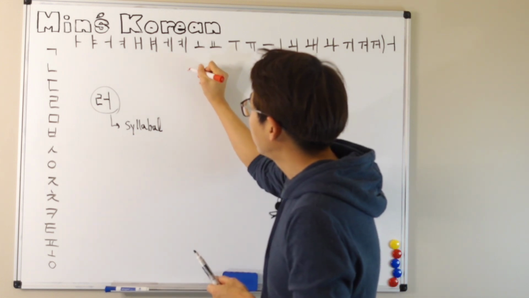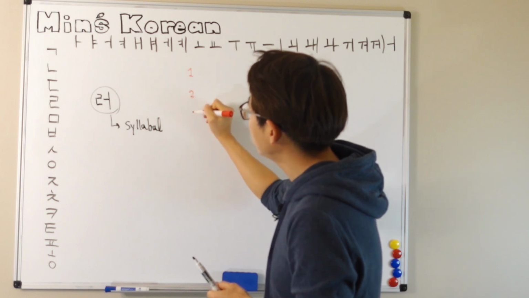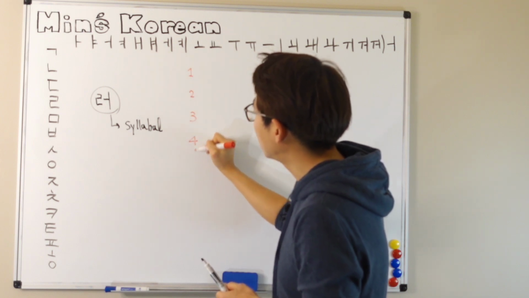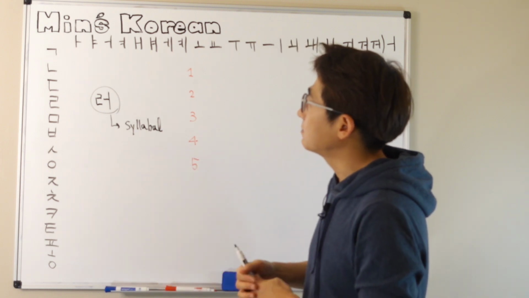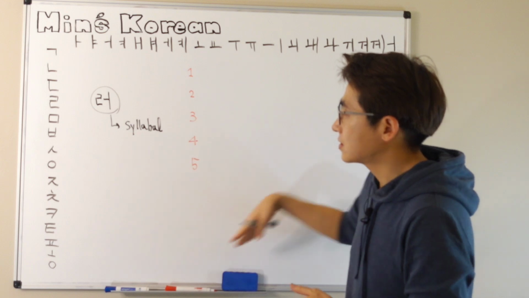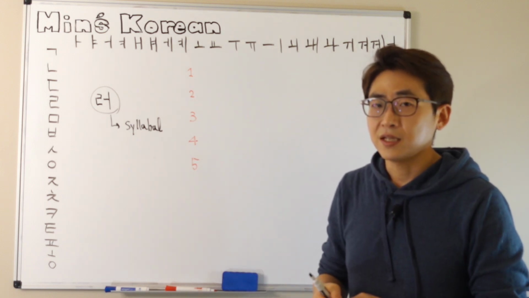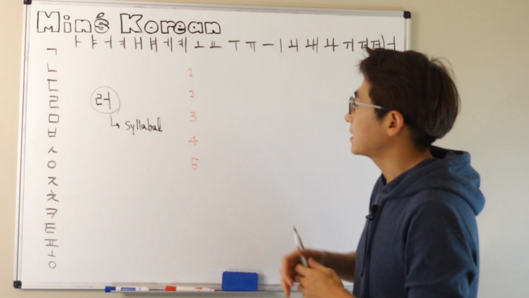And like this, all Korean letters must have at least one consonant and one vowel symbol together. There are 5 types of combinations that can be made using all these symbols. Let's take a look at the first example.